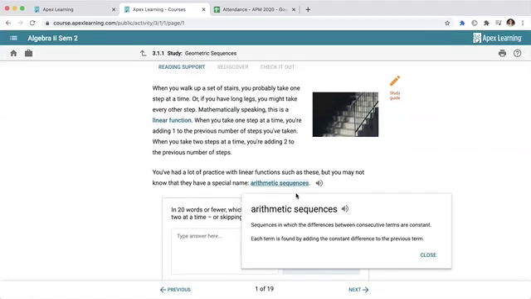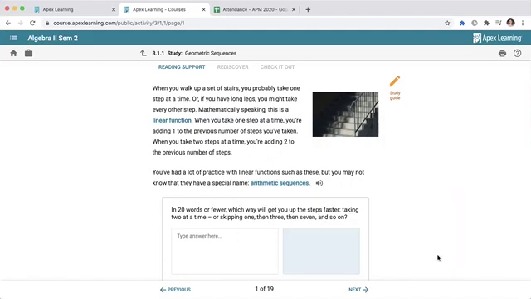So if we look at the formal definition, it's a sequence in which the difference between consecutive terms is constant. The difference between consecutive terms is constant, so each term is found by adding the constant difference to the previous term. If we have a linear function, and what they're saying here is walking upstairs, I don't know why that's what they pick as their linear equation there.